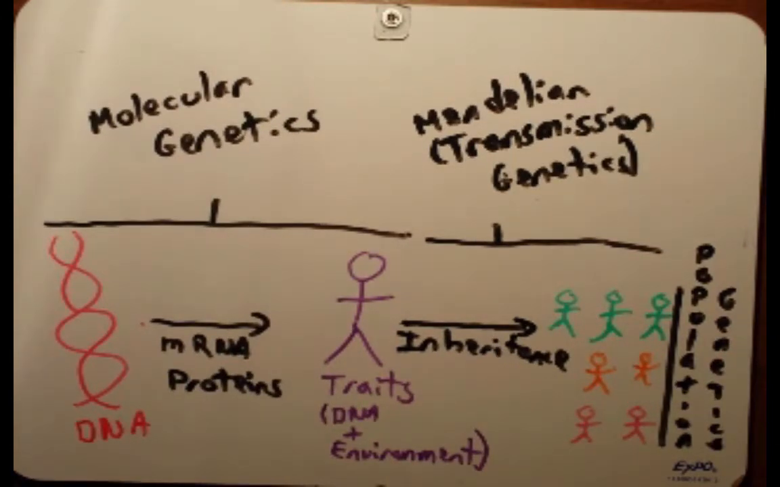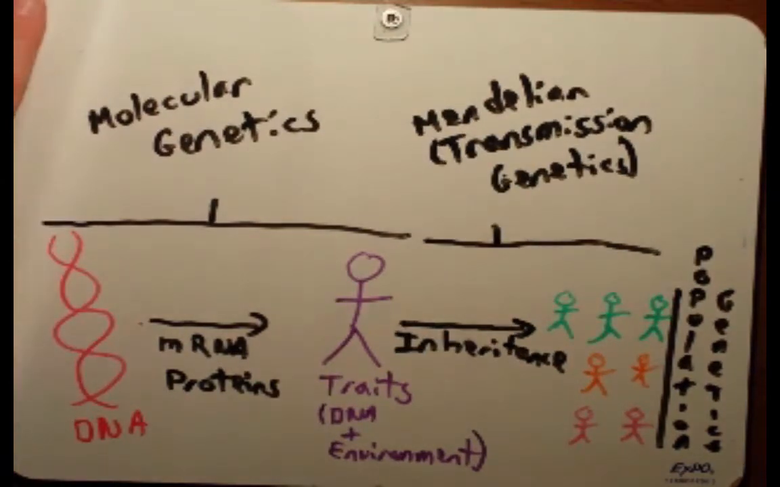So throughout this semester, we're going to begin talking about molecular genetics, and then we'll move into Mendelian or transmission genetics, talking about how traits are passed on, and then we'll begin to talk about how these traits are inherited and how they generate variation and diversity within a population, and how that can lead to evolution in the field of population genetics.